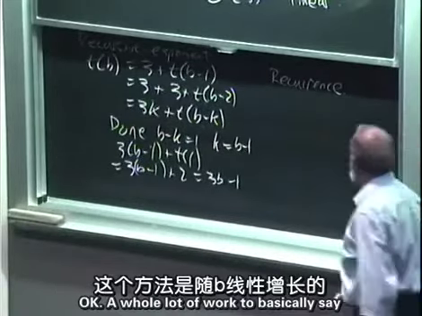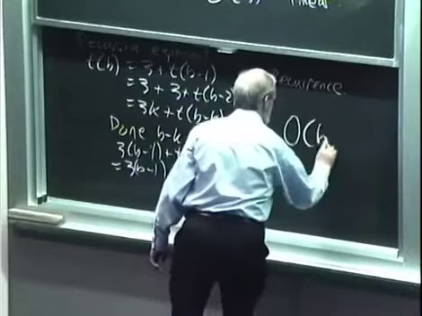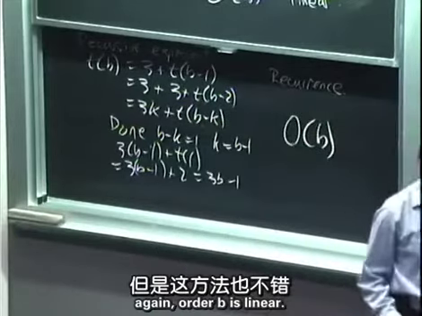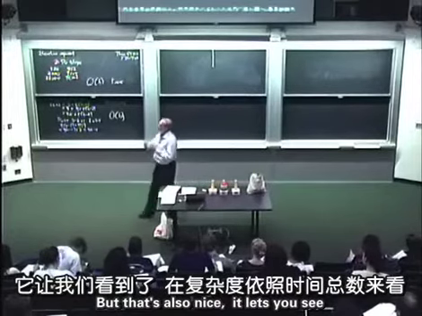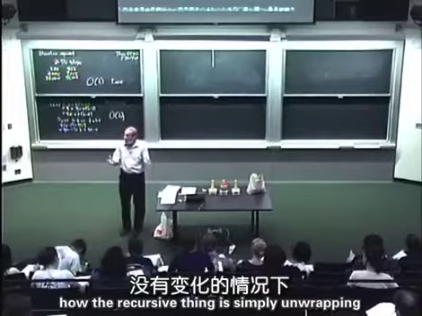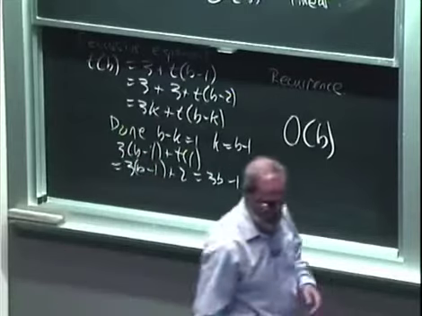Okay, a whole lot of work to basically say, again, order b. It's linear. But that's also nice. It lets you see how the recursive thing is simply unwrapping, but the complexity in terms of the amount of time it takes is going to be the same.